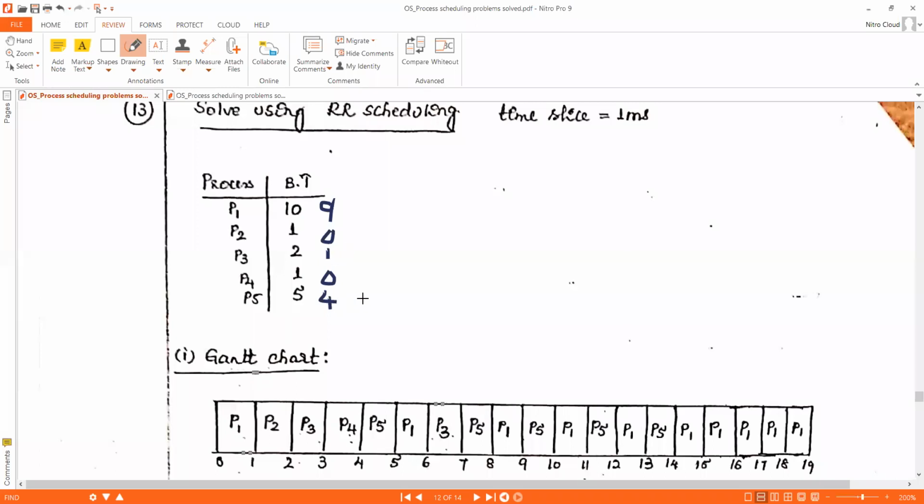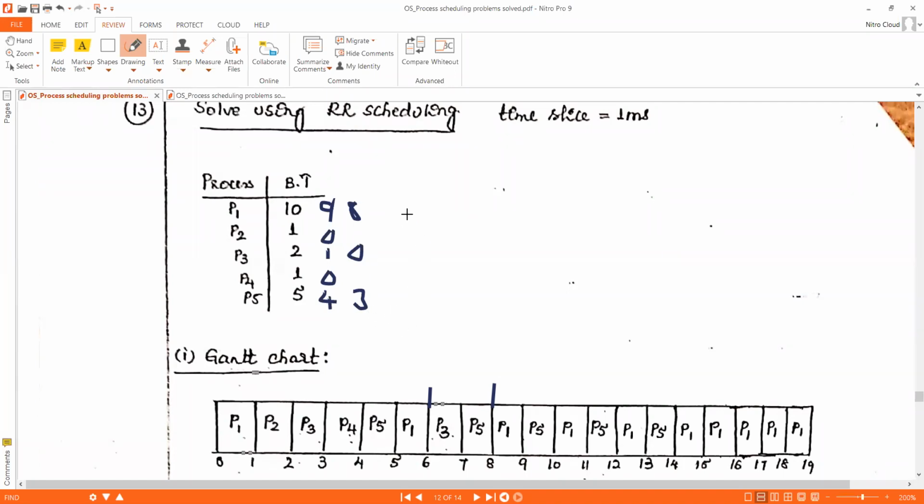Next, the CPU will be given to process 1. Its remaining burst time will be 8 milliseconds. Next, the CPU will be given to process 3. Now process 3's remaining burst time is 0. Process 3 also completed its execution. After that, the CPU will be given to process 5. What is the remaining burst time for process 5? It is 3 milliseconds.